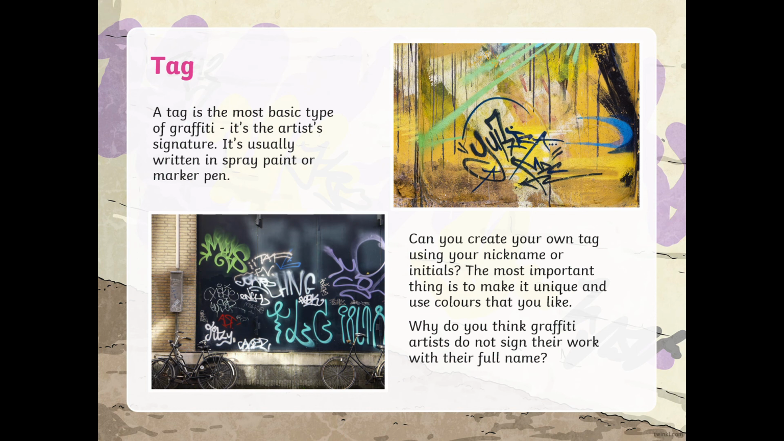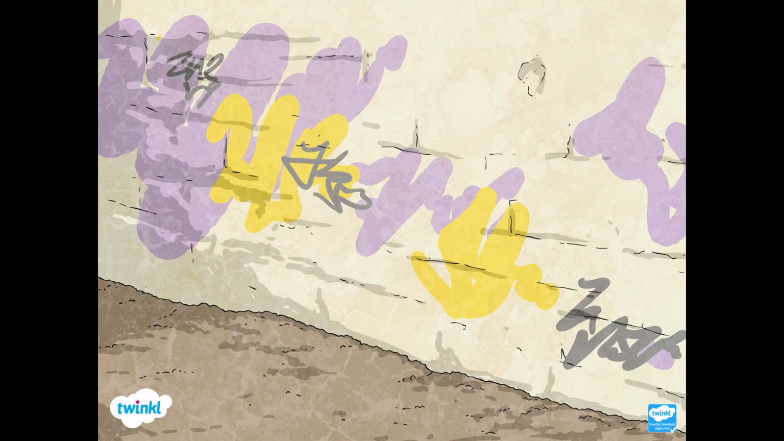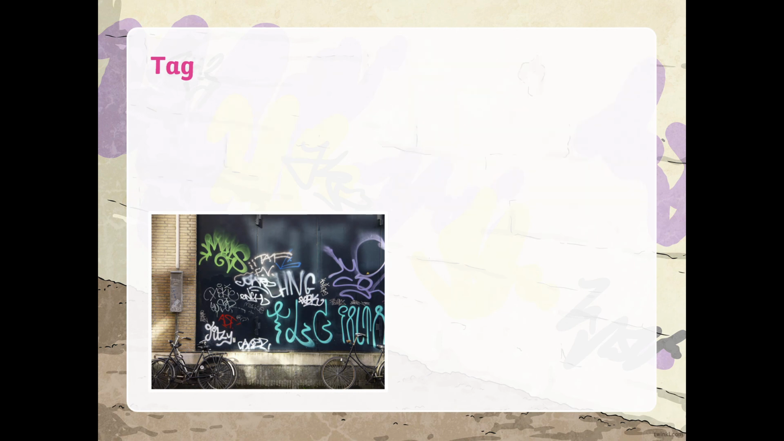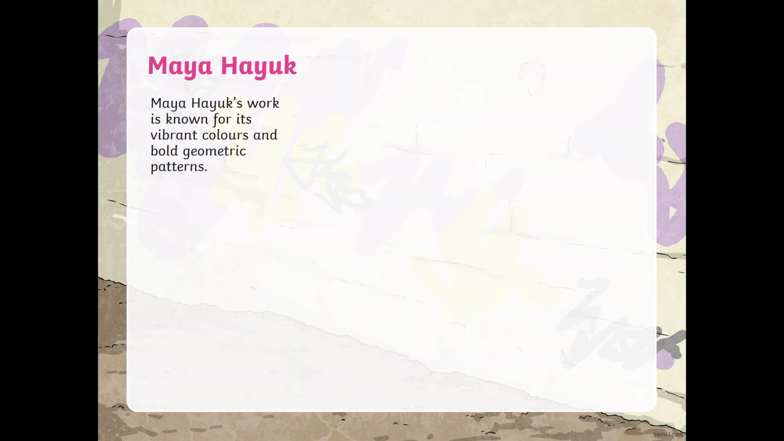So, have a little look then at these tags, different styles, swirls and patterns, colours that have been used, nicknames perhaps, initials, and you're going to have a go at doing that on your Purple Mash activity using the 2Paint tool or using a bit of paper and some colours of your own. But have a little think, have a little go. You could even create your own street art in the style of Keith Haring perhaps, or of Kashink, or Maya Hayuk.